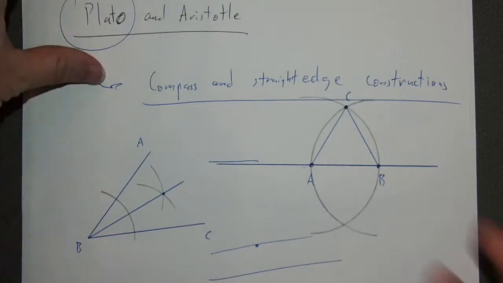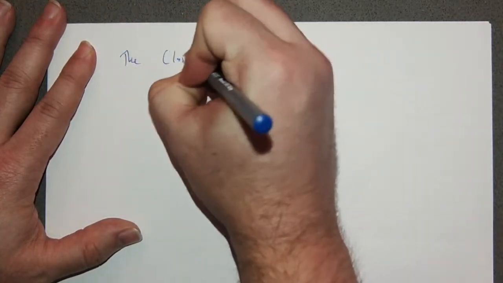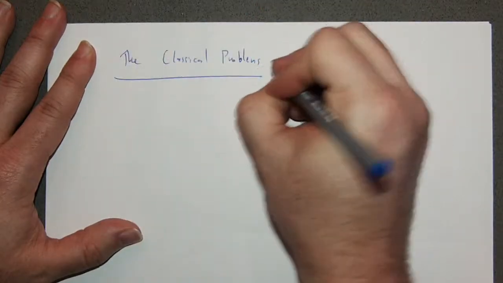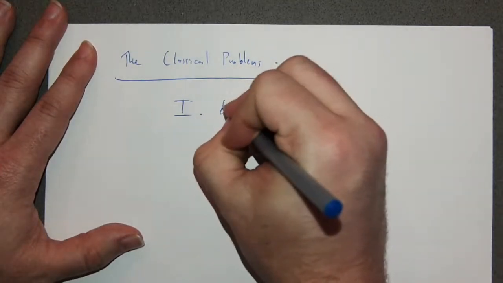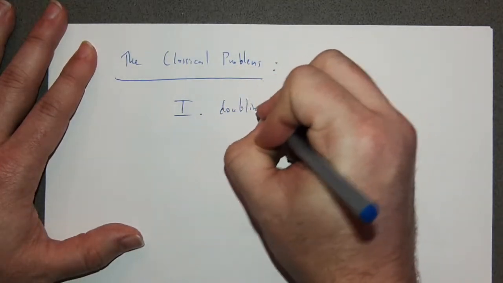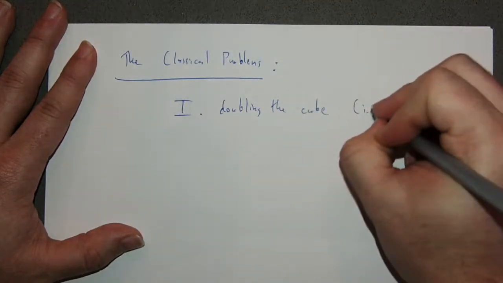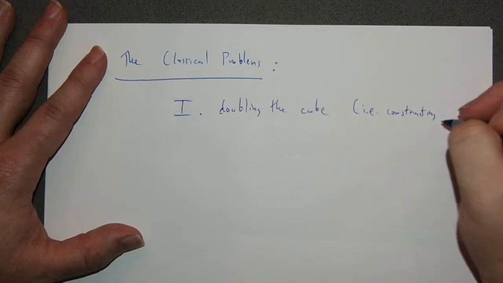So then there are some related things that seem like, why shouldn't I be able to do these, right? So the classical problems, as I've listed before. Number 1, doubling the cube, the Delian problem. As we've seen, this is i.e. constructing the cube root of 2.